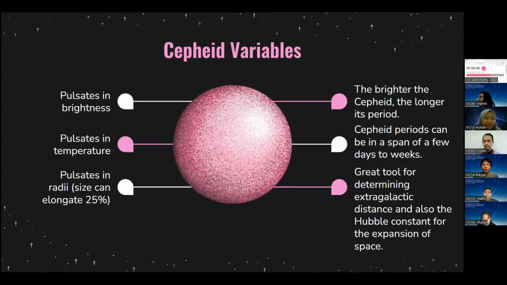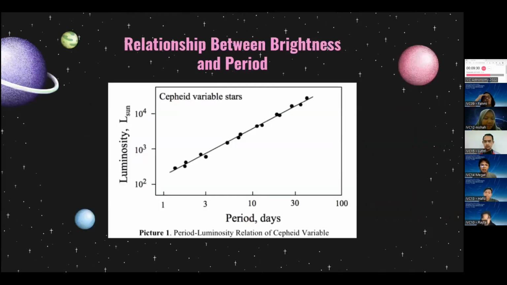It's also a great tool for determining extragalactic distances, which is very far from our own local group of galaxies. It's also used for the original way of calculating the Hubble constant for the expansion of the universe. All right. So this is the relation I mentioned about Henrietta's law, where you can see the magnitude of the luminosity. It is a linear line where it is directly proportional to the number of days. So the brighter it is, of course, the longer the period is. I think that's all from me. I'll pass it to my friend.